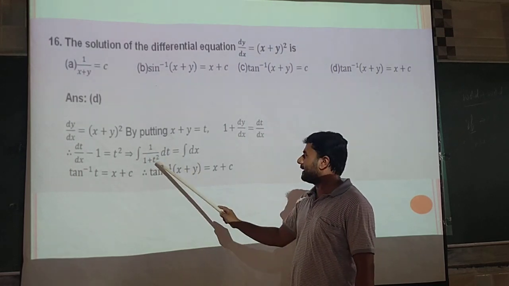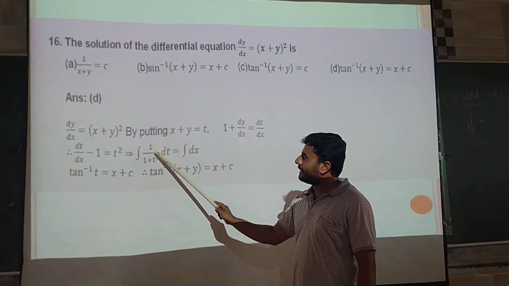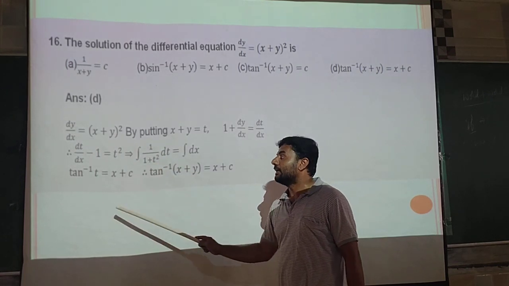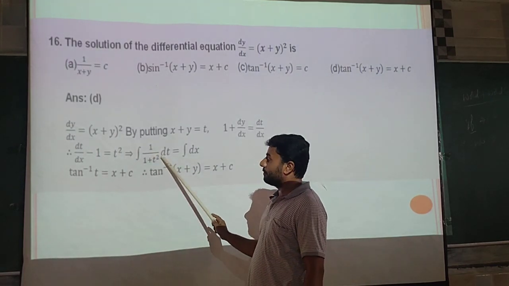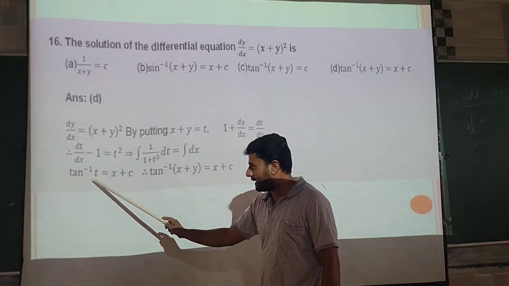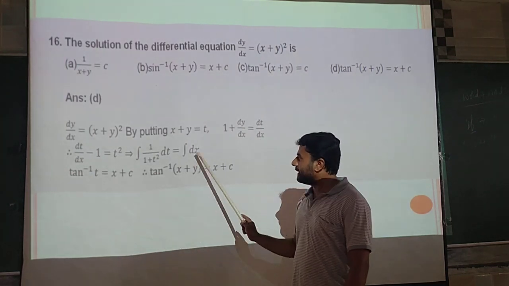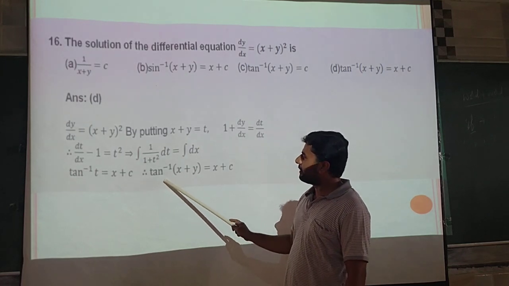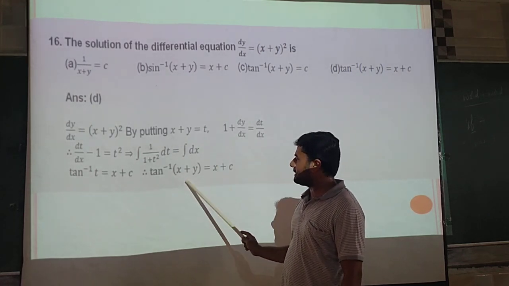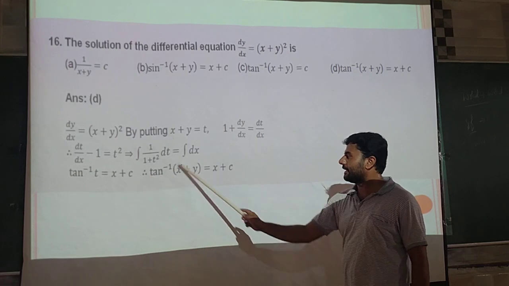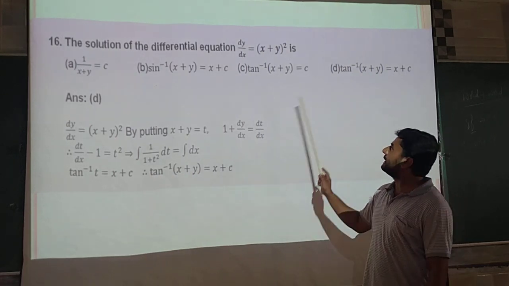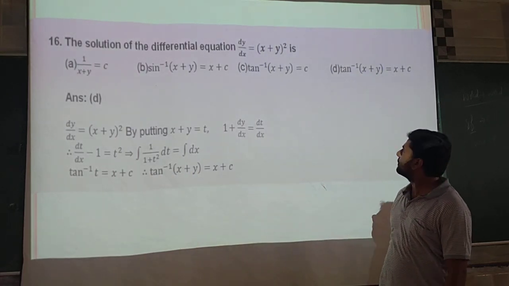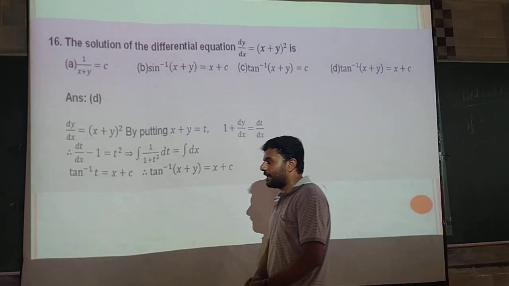Variables are separate. Applying integration on both sides. Integral of 1 divided by 1 plus t square: we know that the integral of 1 divided by 1 plus x square is tan inverse x. But here it is tan inverse t, which is equal to the integral of 1 with respect to x plus the integration constant c. Therefore tan inverse of t, where t is x plus y, is equal to x plus c. Hence option D is the correct answer: tan inverse of x plus y is equal to x plus c.